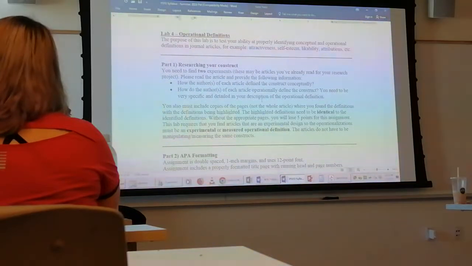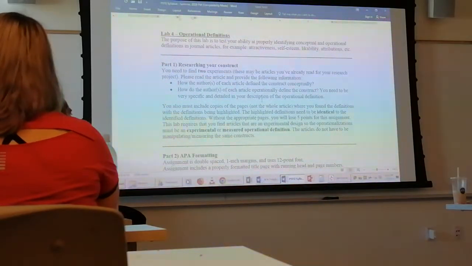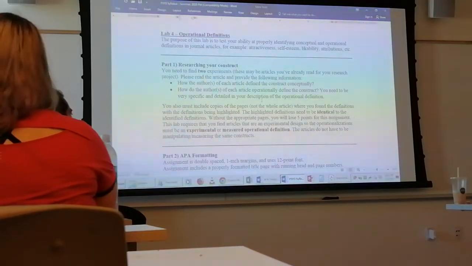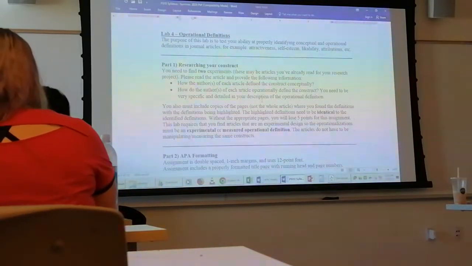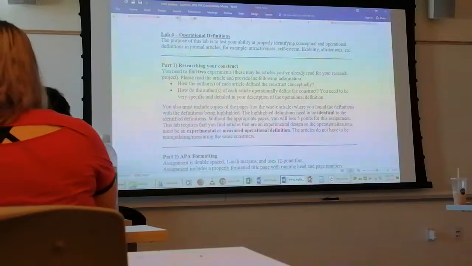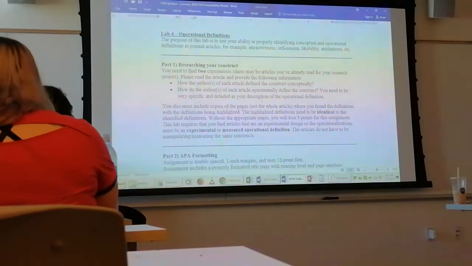So you can't use like a correlational study, for example, because there's no experimental or measured operational definition. So the only rule is that it's an experiment. And yes, if you've already read on experiments, feel free to reuse it. You don't need to find a new article if you already have one.